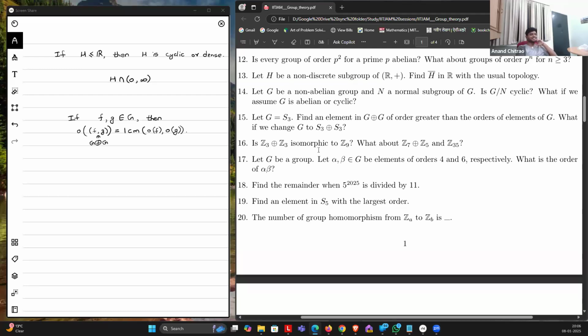What about Z7 direct sum Z5? Yes, because the LCM of 7 and 5 is 35. So producing an element of order 35 over here is like producing a subgroup isomorphic to Z35, but then by cardinality reasons, this has to be isomorphic to Z35. Okay.